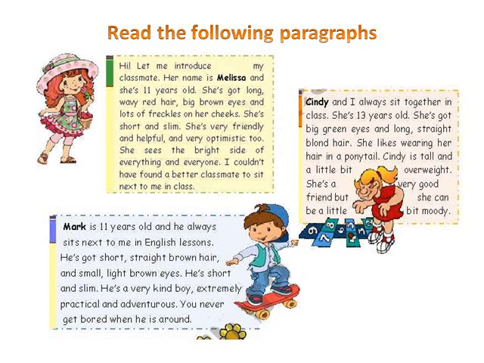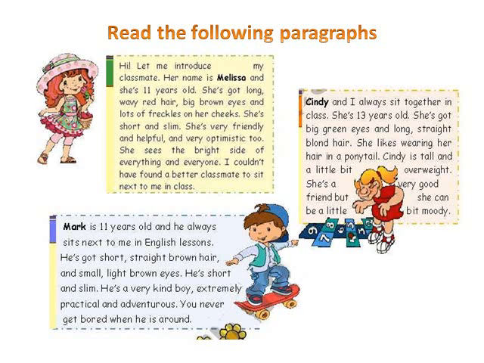big brown eyes, and lots of freckles on her cheeks. She's short and slim. She's very friendly and helpful, and very optimistic too. She sees the bright side of everything and everyone. I couldn't have found a better classmate to sit next to me in class. So, Melissa is 11. She's got long, wavy red hair.